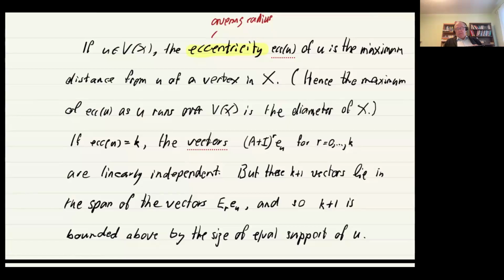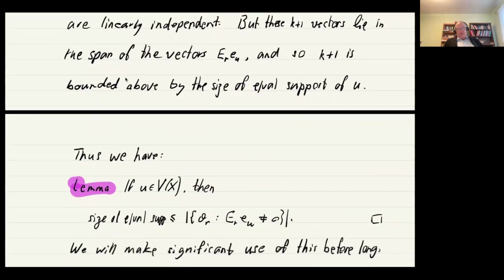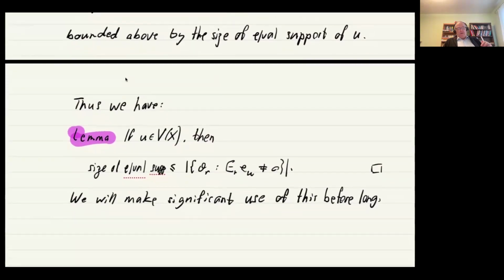But these k plus 1 vectors lie in the span of the projections of e_u onto the eigenspaces. And the number of those projections is the size of the eigenvalue support. And so we get that k plus 1 is bounded above by the size of the eigenvalue support.